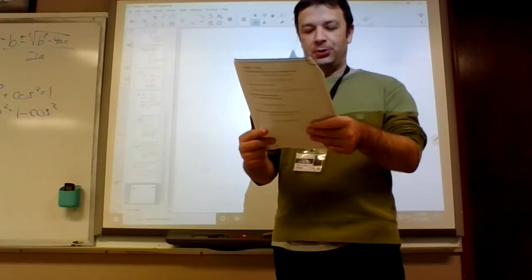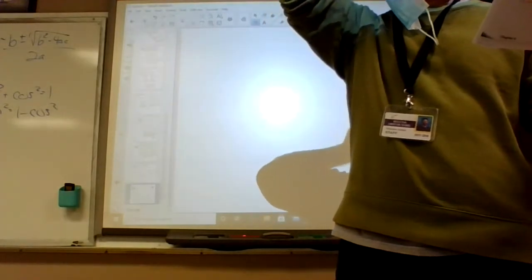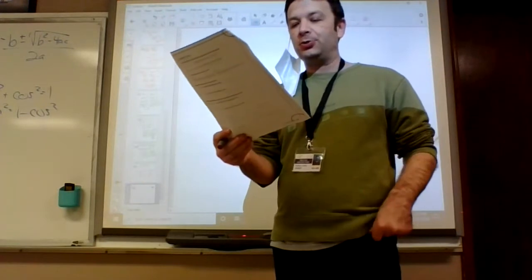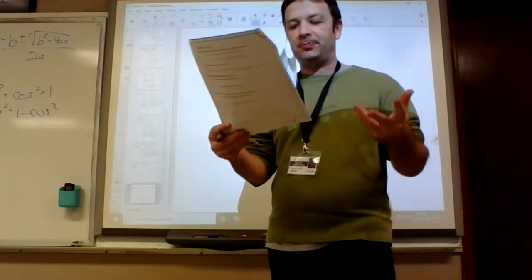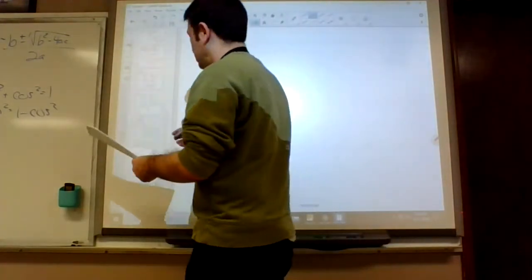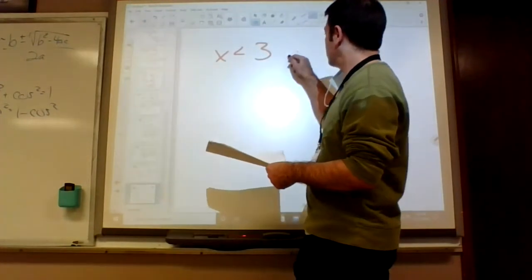Okay, number 22. All you have to do on these is solve separately. So on 22, just divide by 3, and you're done. X is less than 3, and X is greater than 5. That makes no sense. Nope, not all of them.